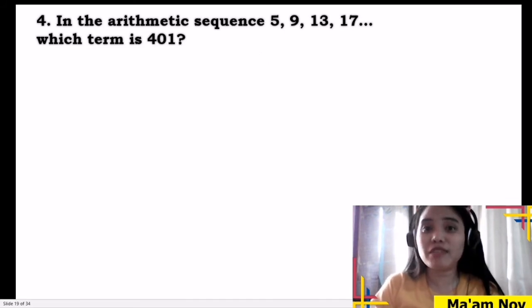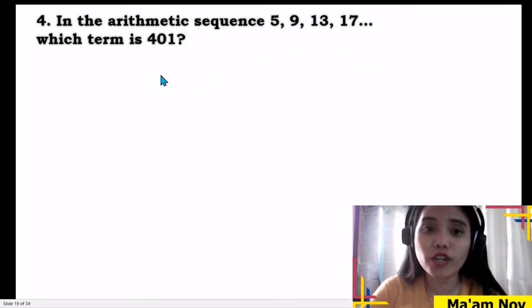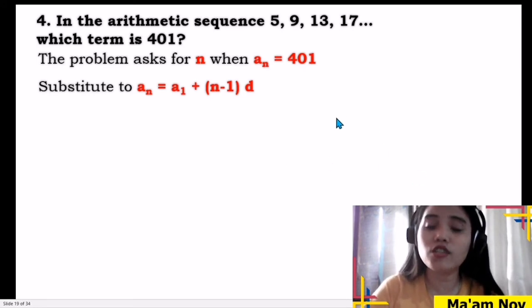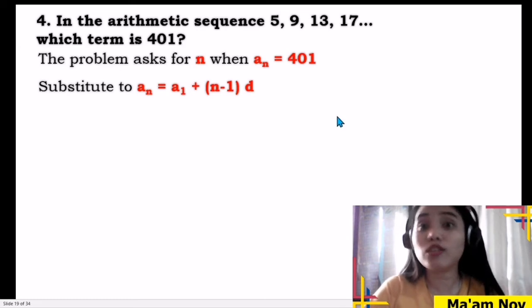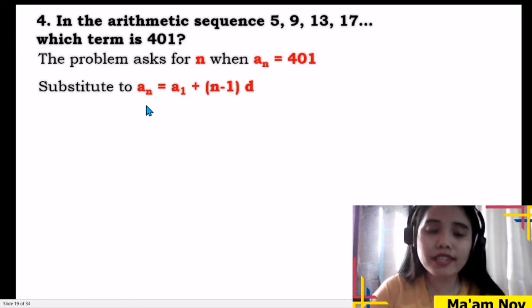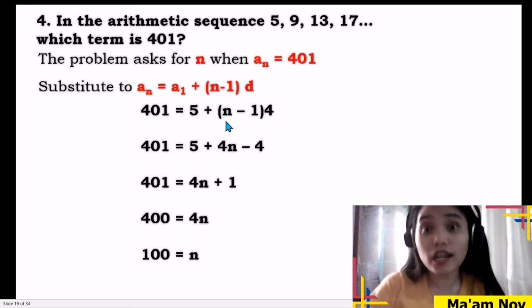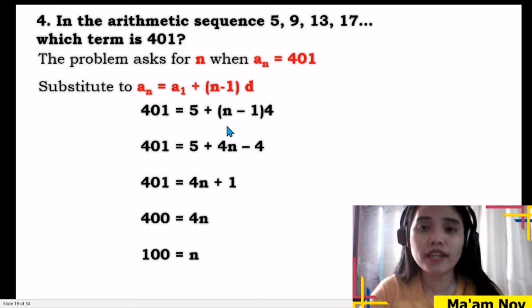Siyempre, hindi natin alam kasi si n ang hinahanap natin. Pero, may last term tayo which is 401. Okay, so the problem asks for n when a sub n equals 401. So, again, substitute lang natin sa formula. Since may a sub n na tayo, so substitute na lang natin si 401. Okay, so 401 equals 5, which is yung first term, plus n, which is yung unknown, minus 1, times yung common difference, which is 4.